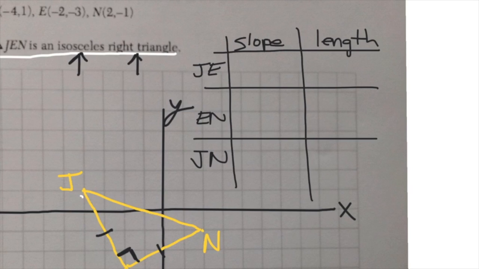So JE is going down from left to right. It's going down 4 spaces over 2. So the slope would be down 4 over 2.